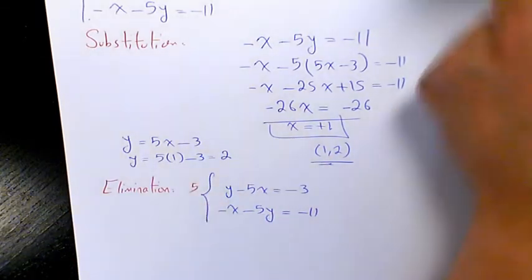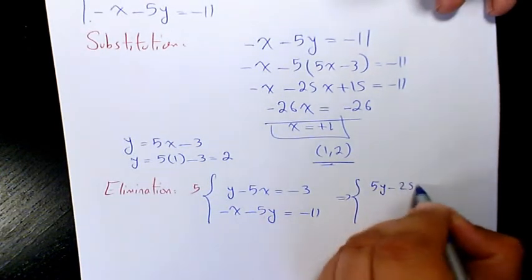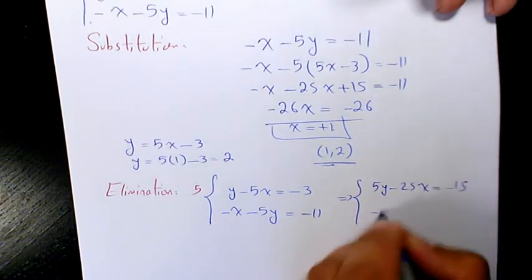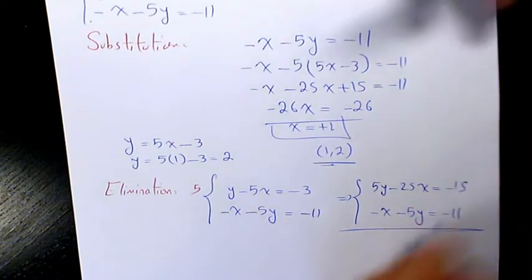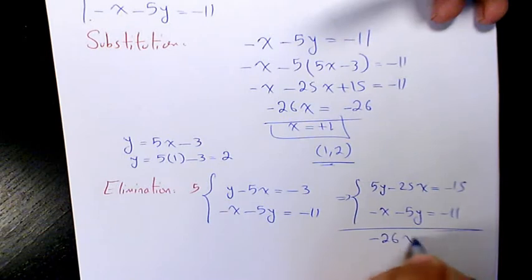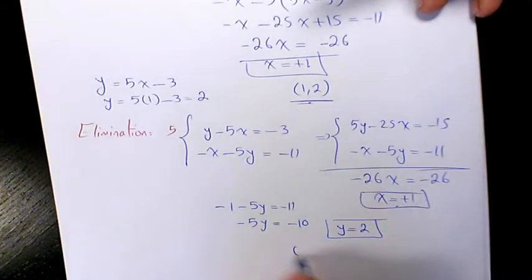Let's do the same thing. So that's going to be 5y minus 25x equals negative 15, and negative x minus 5y equals negative 11. When you add them, these two cancel out. Negative 26x equals negative 26. x will be positive 1. When you substitute it there, it's going to be negative 1 minus 5y equals negative 11. Negative 5y equals negative 10. y will be 2. So the point is (1, 2).